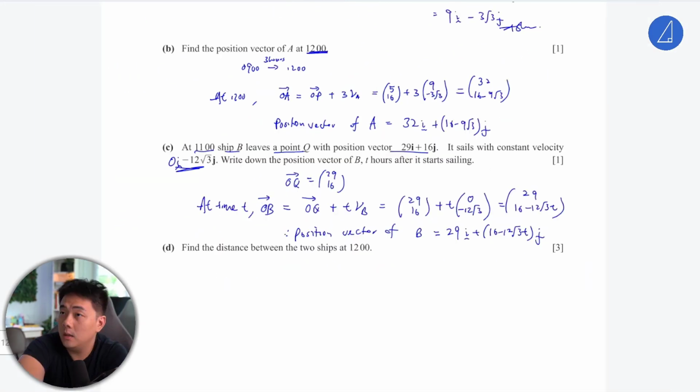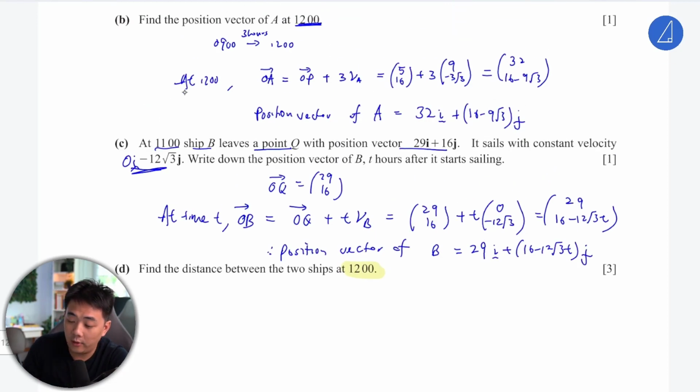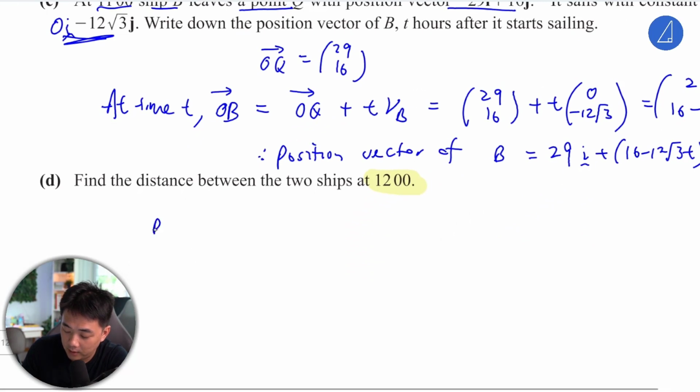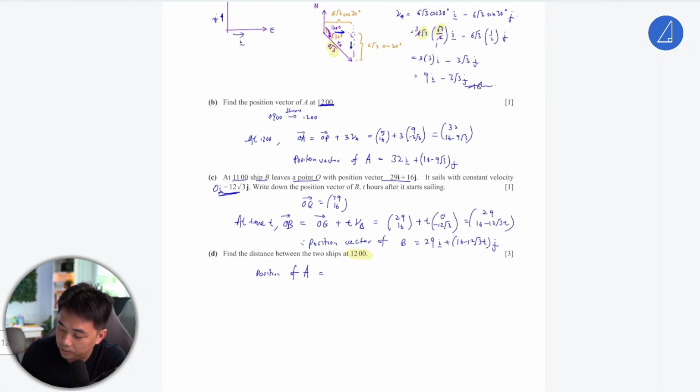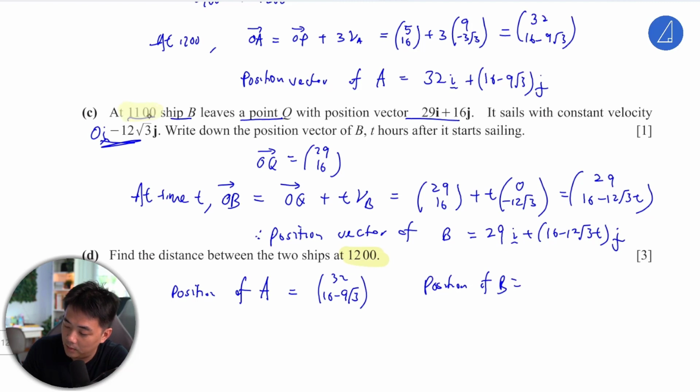Part D: find the distance between the two ships at 12 p.m. What we need to understand is that at 12 p.m. the position vector of A is what we already found, which is 32i plus 16 minus 9 root 3 j. For the position of B, we need to know what t is. Because this is from 11, from 11 to 12 is t equals 1. One hour has elapsed.